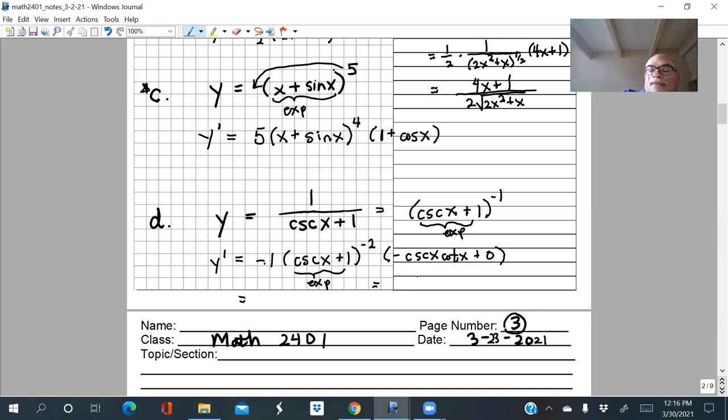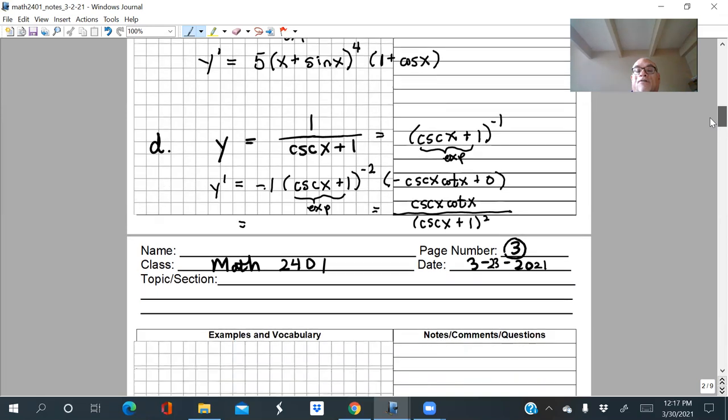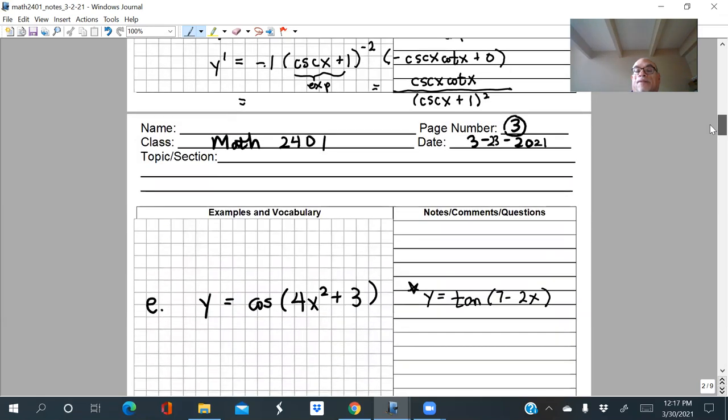So I end up, I think, with cosecant x cotangent x over, because I'm going to pull this into the denominator, cosecant of x plus 1 squared. That minus 2 becomes plus 2 when I bring that into the denominator. And I guess maybe we could simplify this further, but that seems like pretty good for an answer there, okay?